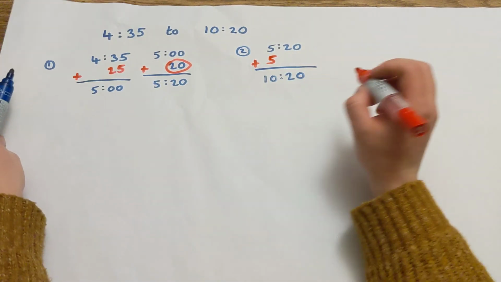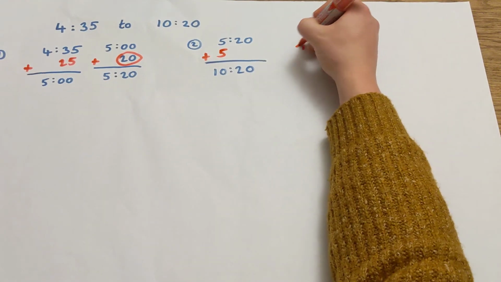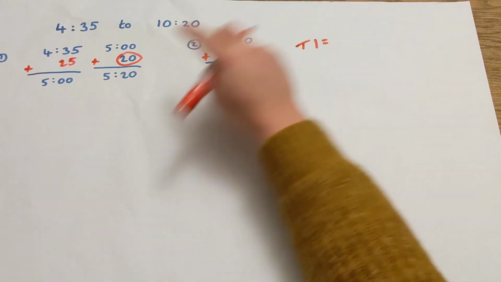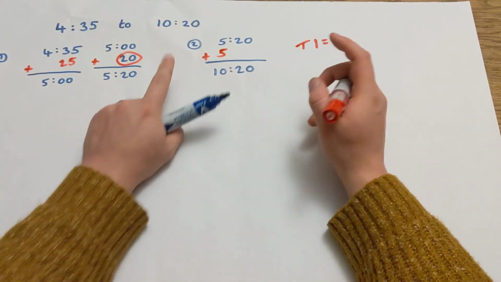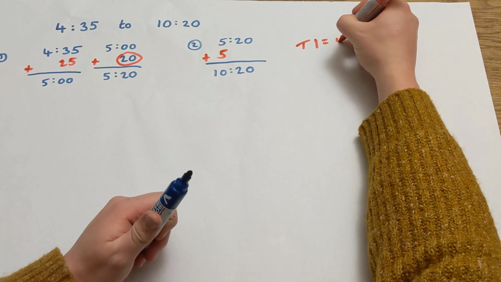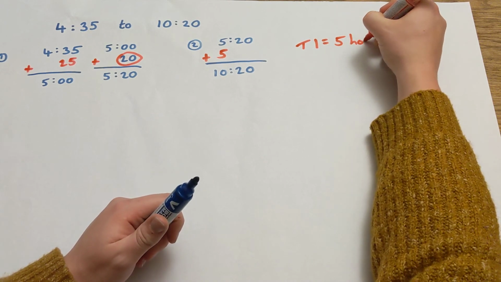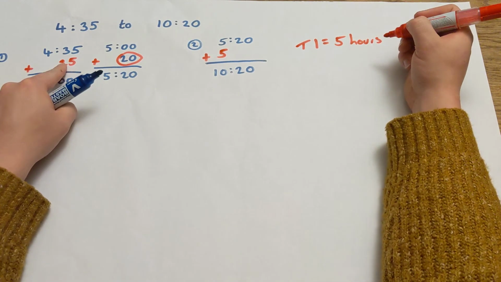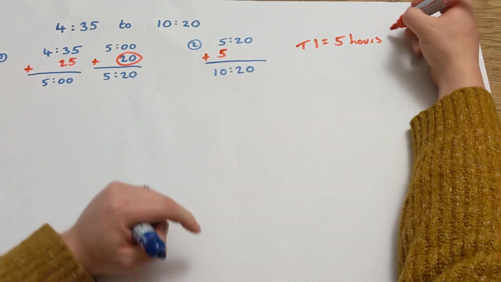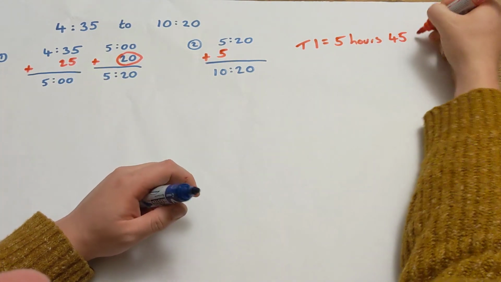So then, to work out how much time has passed, the actual time interval, what I want to do is pop all these together. So I've got 5 hours, and I've got 25 minutes plus 20 minutes. That's 45 minutes.